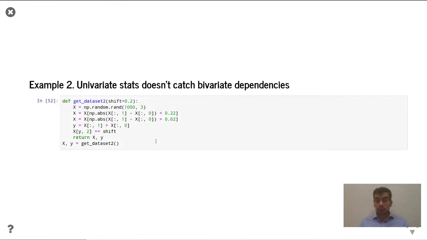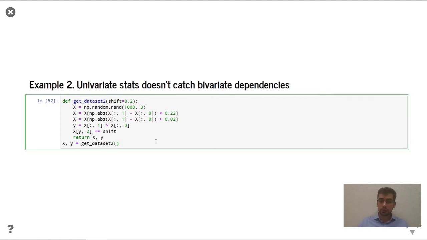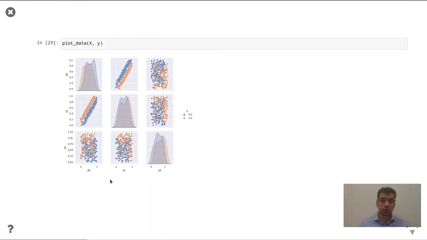But obviously, there is a drawback of these types of methods, which is that such univariate or one-dimensional stats cannot be used to find dependencies which involve several features. For example, we can proceed with this second dataset. Again, there is a formula, but we can just switch to the plots.